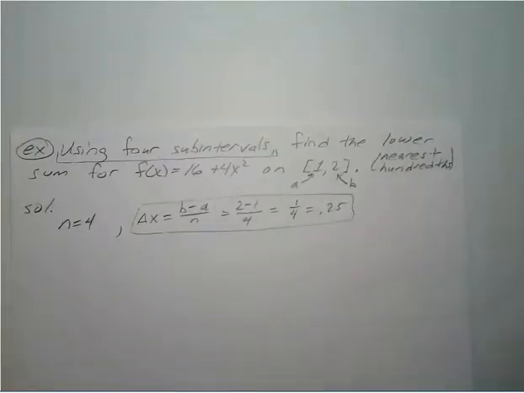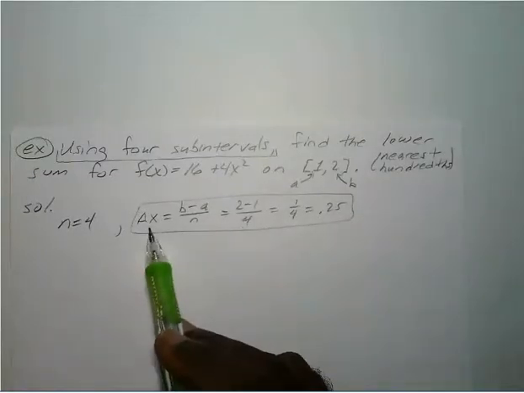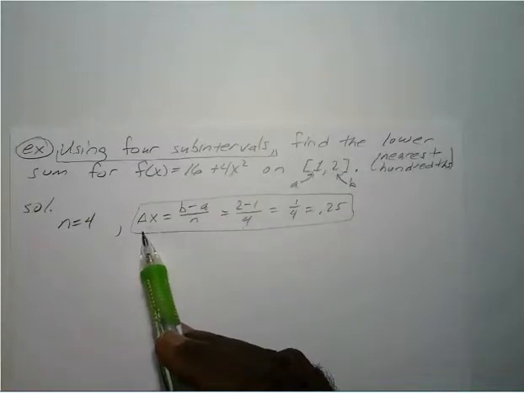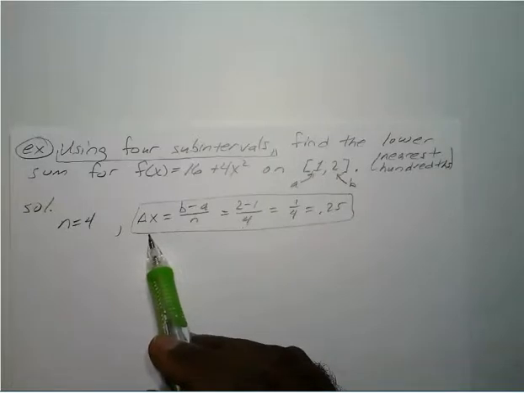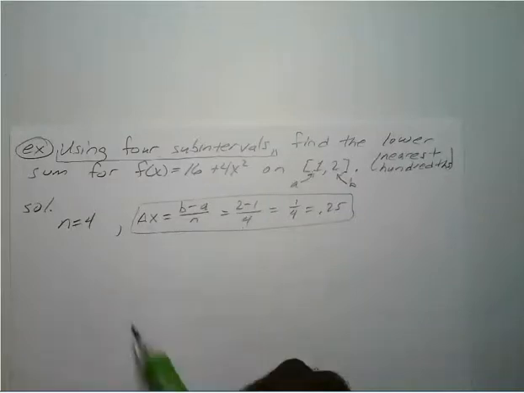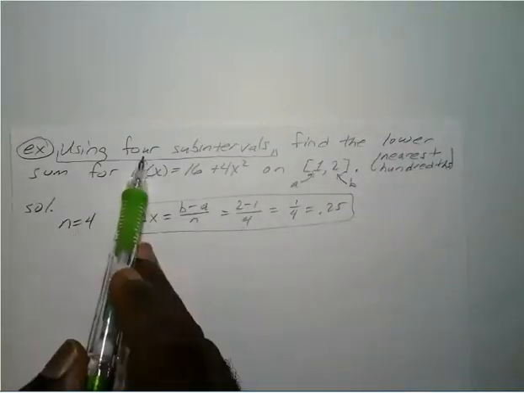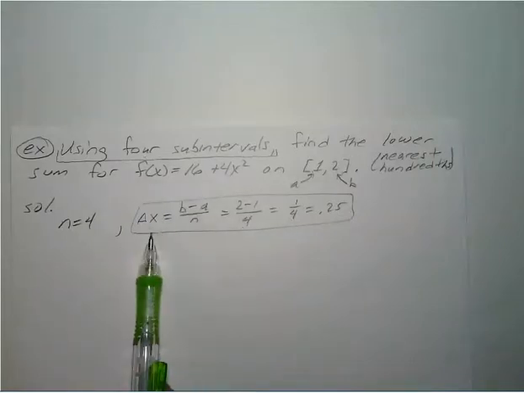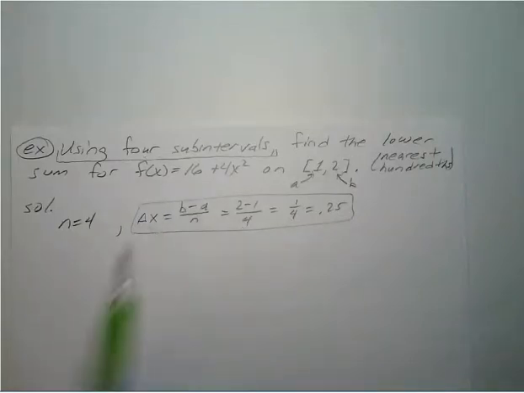Now 0.25 is common, but it's not always guaranteed that your delta x will be 0.25. It is very common, but it's not something that you can automatically assume from the beginning. So you always want to work this out in case the problem changes it up a little bit. Okay, so we have our n for our 4 subintervals, and we have our delta x.